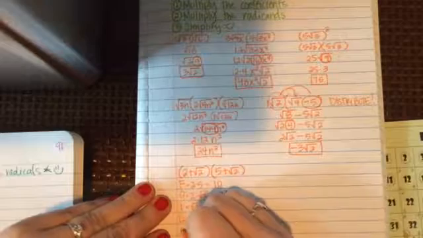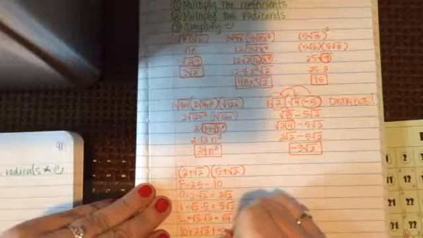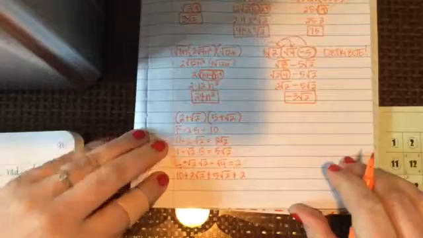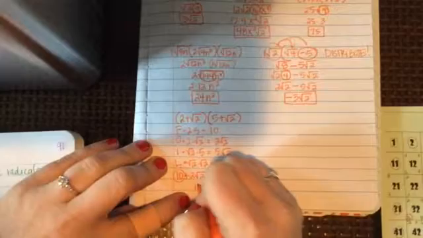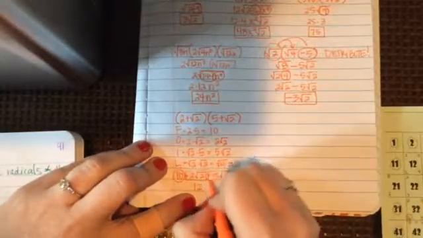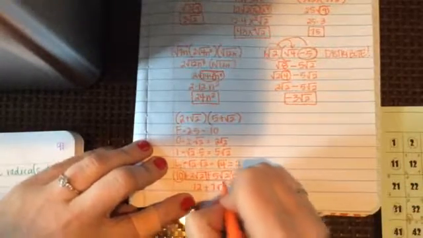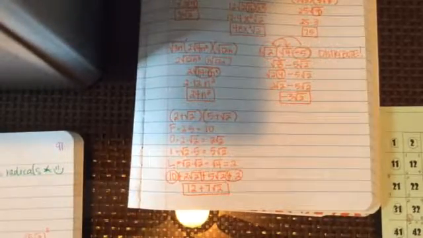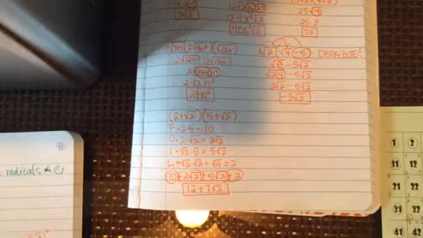So my problem is now 10 plus 2 radical 2 plus 5 radical 2 plus 2. Can anything be combined? Oh, yeah. 10 plus 2 is 12. And 2 radical 2 plus 5 radical 2, that works, is 7 radical 2. So let's do one more.